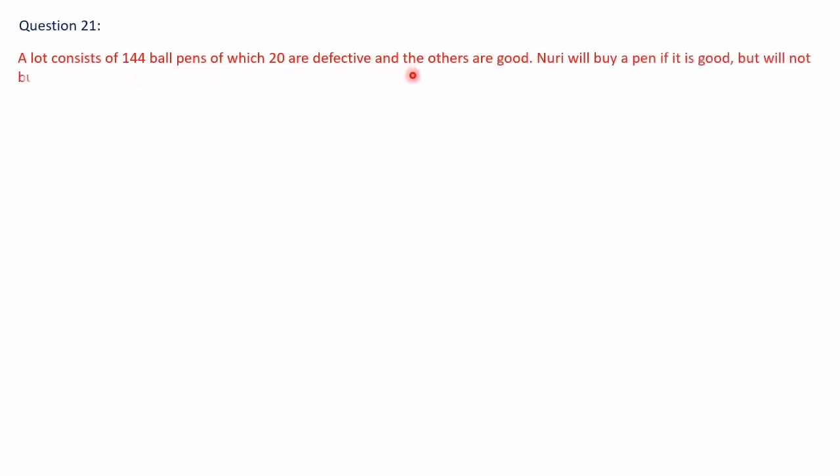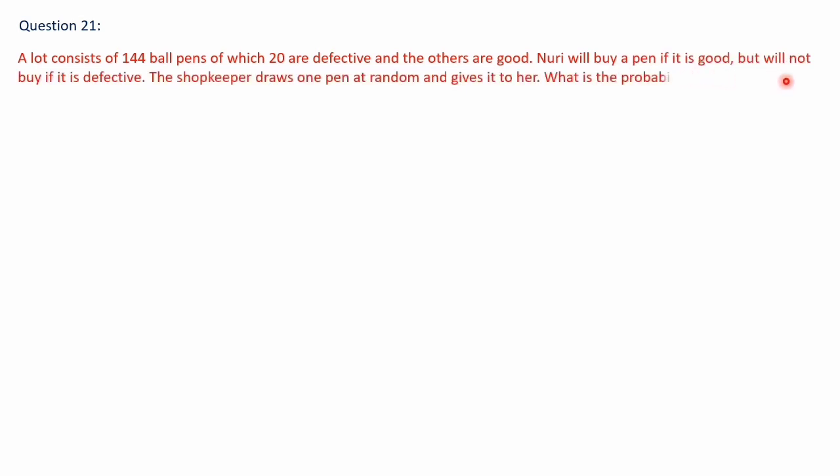Move on to question number 21. A lot consists of 144 ball pens, of which 20 are defective and the others are good. Now you will buy a pen if it is good, but will not buy it if it is defective. The shopkeeper draws one pen at random and gives it to her. What is the probability that she will buy it? Second one, she will not buy it.